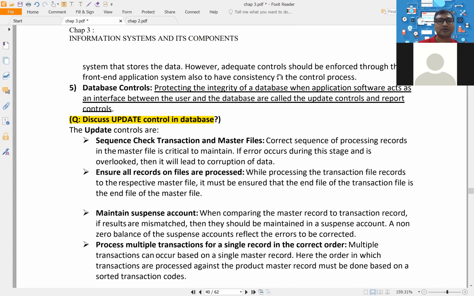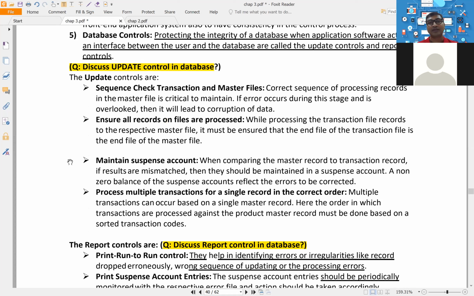After this, database control. Now if you remember, in database control we have two different types of control. One is update, another is report. In update, look at your notes, we have given two tables, master table and transaction table. Remember, first, the master table and transaction table should be arranged on the same field, sequence check. Second, you need to understand all records should be updated in master and in transaction. If some dispute occurs during update, then that transaction should be shifted to a temporary suspense account. It is a standard concept in accounts: if you don't get the amount, shift it to the suspense account.